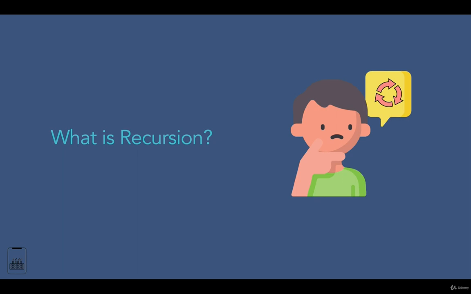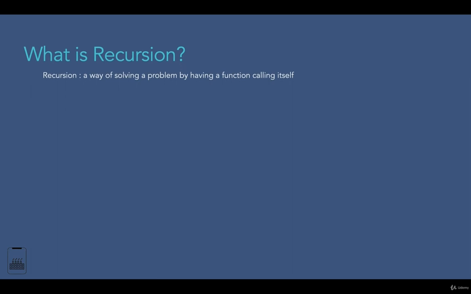Alright, in this very first lecture, we will learn what recursion is. By definition, it's a way of solving a problem by having a function call itself. In computer science, it's a method of solving a problem where the solution depends on the solutions to smaller instances of the same problem. Such problems can generally be solved by iteration as well.